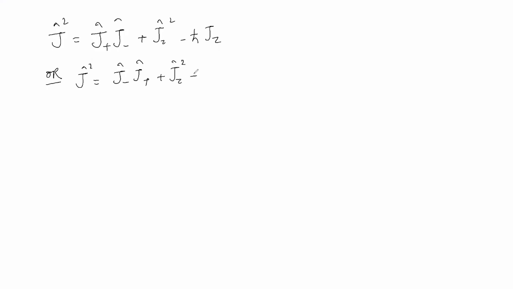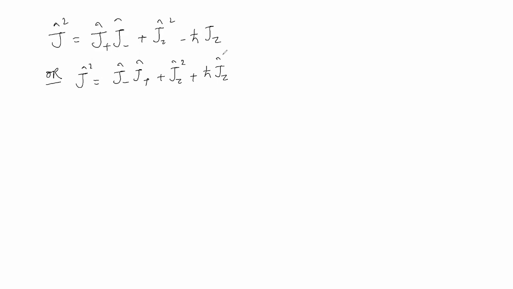Or equivalently you can write it as J square is also equal to J plus J minus plus Jz square minus ħ Jz, and equivalently you can write this as J minus J plus plus Jz square plus ħ Jz. Therefore there are various ways of writing J square in terms of J plus and J minus.